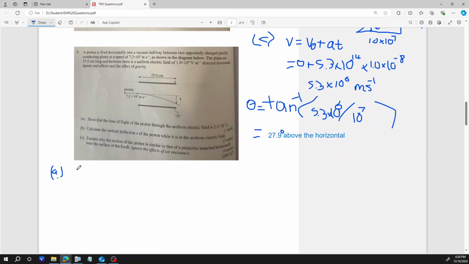Same thing, basically. Time equals the length of the plates divided by the velocity going in. So what are the lengths of this one? 15 centimeters, so 0.15 meters divided by 7.2 times 10 to the 5.